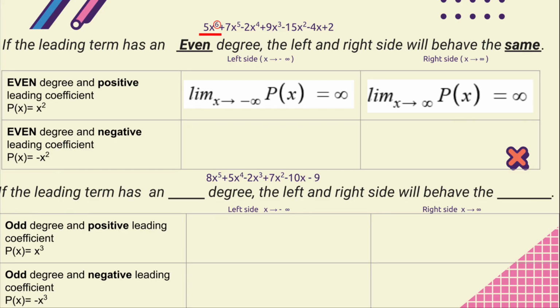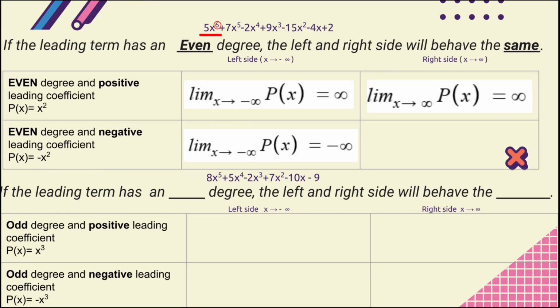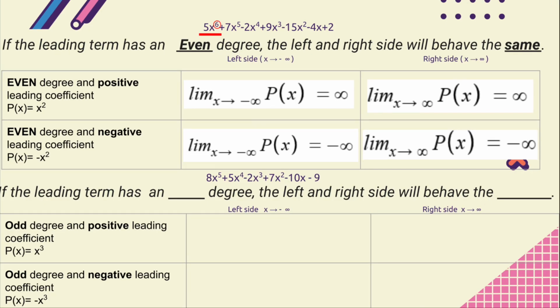However, this is different when the leading coefficient is negative. Hypothetically, if 5 was negative 5, the even degree and a negative leading coefficient, for example, p of x equals negative x squared, as x approaches negative infinity, p of x equals negative infinity. On the right side, the limit as x approaches positive infinity, p of x equals negative infinity.